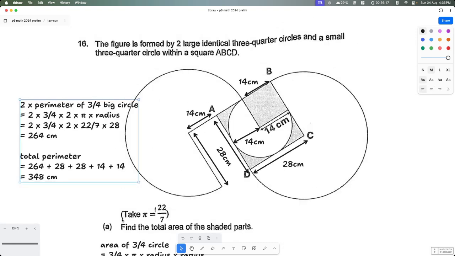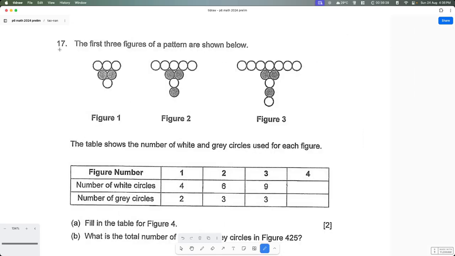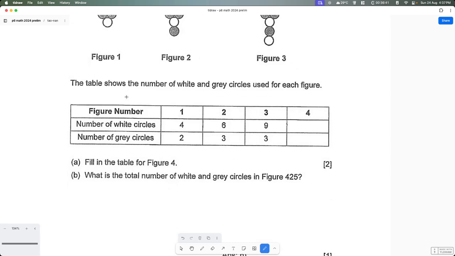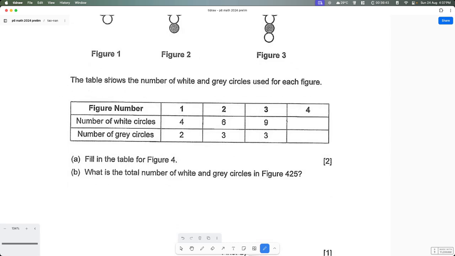All right, let's move on to the last question. The last question over here, 17. Figure number 1, 2, 3, 4. Number of white circles: 4, 6, and 9. Number of gray circles: 2, 3, and 3. So for this, how do we do it? Fill in the table for figure 4.